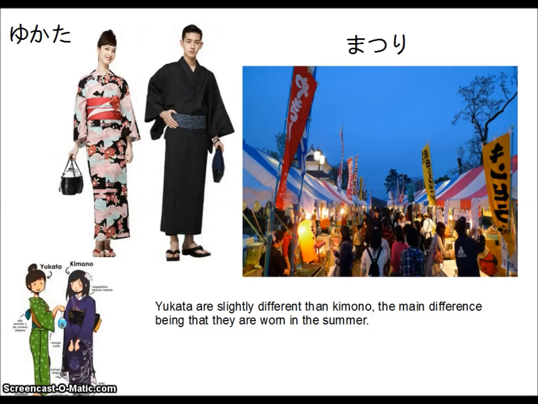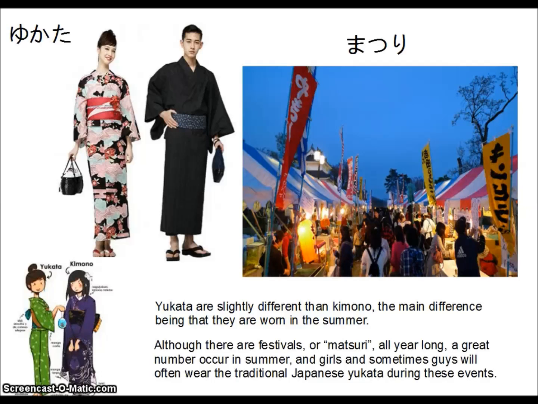So yukata are slightly different than kimono, the main difference being that they're worn in summer because they're a much thinner material. So the picture unfortunately had to remain small because it got blurry as I made it bigger, but you can sort of see that kimono definitely looks more formal and there's more layers to it, and so it's kind of complicated to put on. Yukata are a bit easier and they're lightweight and cotton, and people love to wear them in the summer for things like the matsuri. And so there are many matsuri all year long, but a lot of them occur in the summer.